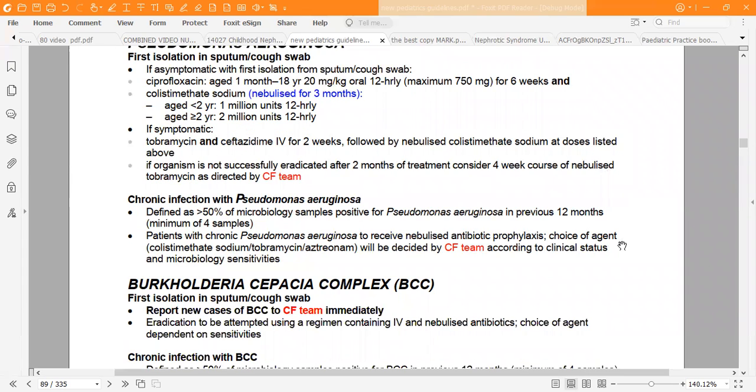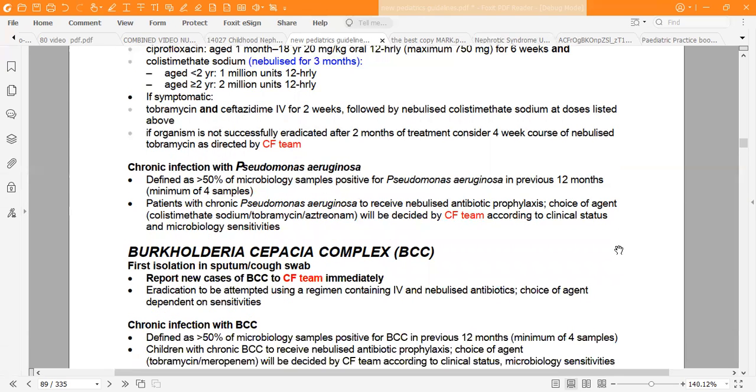Okay, chronic infection with Pseudomonas aeruginosa. How do we know that this patient has a chronic infection, is really colonized with Pseudomonas? It's defined as more than 50% of microbiology samples positive for Pseudomonas aeruginosa in the previous 12 months, with a minimum of 4 samples. Patients with chronic Pseudomonas aeruginosa should receive nebulized antibiotic prophylaxis.